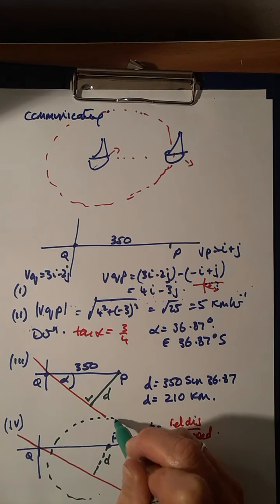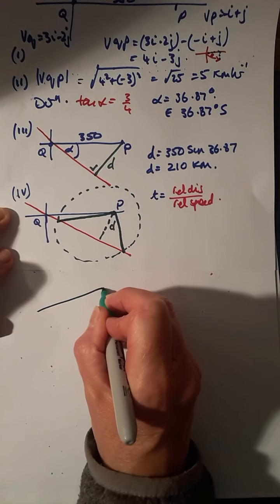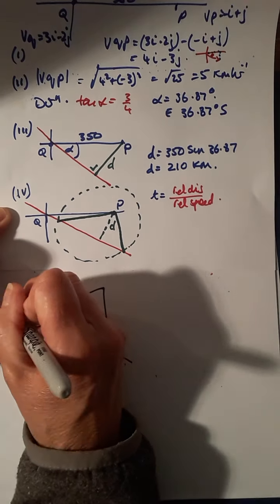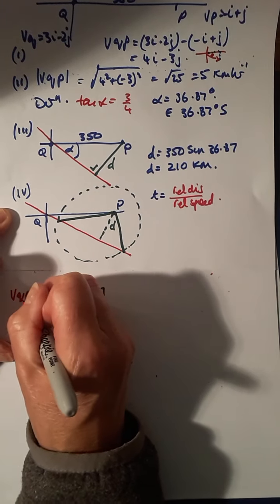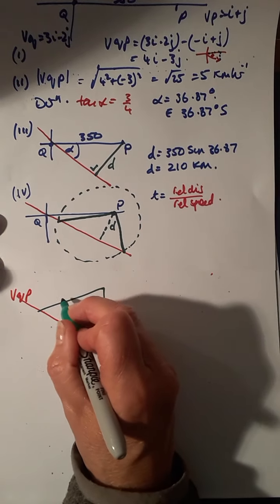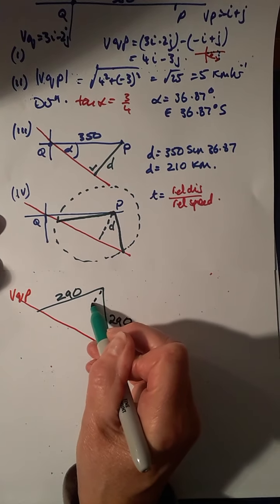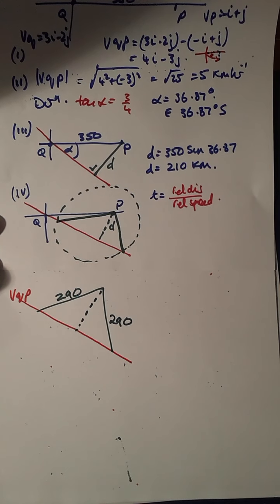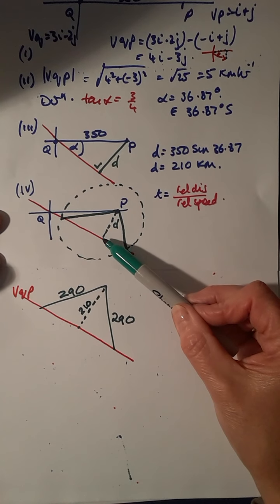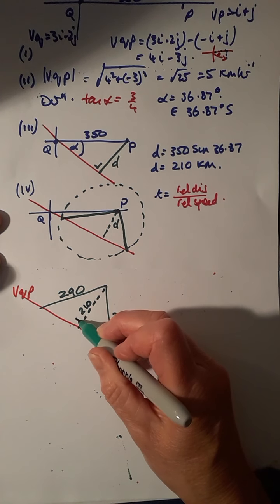I'm just going to lift now this triangle from this diagram. So this, of course, is my red line. That's my relative velocity line, my VQP. So this distance here is 290. This distance is 290. And of course I know what that distance there, that D, is. I found that already, that's 210. And remember, this hits that red line at right angles, so this is 90 degrees here.